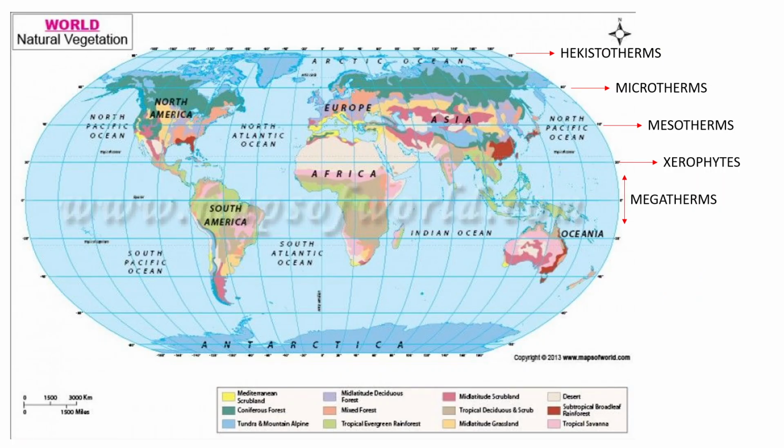So if we look at the map of the world, we can easily distinguish the latitudinal extent. The megatherms are from 20 degrees north to 20 degrees south, including the equator. The xerophytes, 20 to 30 degree latitudes, have xerophytic plants. Then mesotherms, 25 to 45 degrees north and south latitudes. Then we have the temperate region as microtherms, and the polar region as hecistotherms.